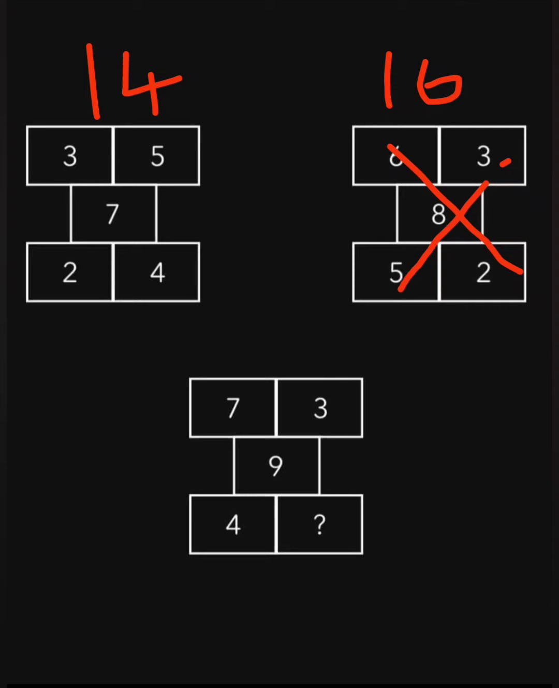So similarly, we have to find the question mark value, we have to add the diagonal. 3 plus 9 is 12, 12 plus 4 is 16 and 9 plus 7 is 16 plus 0. So this answer is 0. This is the solution number 1.